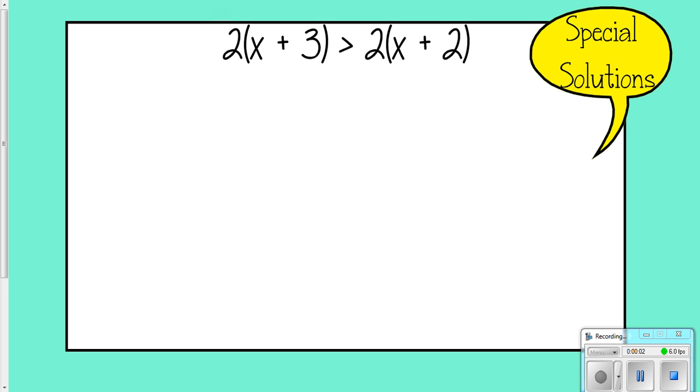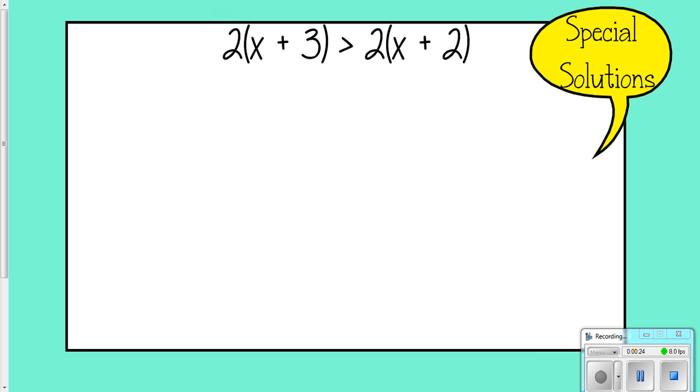Okay, so we are going to talk really briefly about special solutions within an inequality. So we've talked before about special solutions. That's when you get an answer that is either a true statement or a false statement when you no longer have a variable, which gives us an answer of all real numbers or no solutions, right? So we have those same things within inequalities, but it's done a little bit differently.